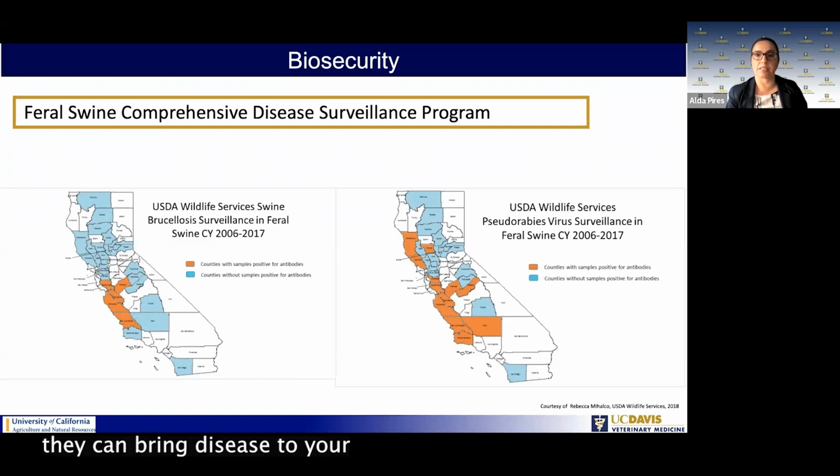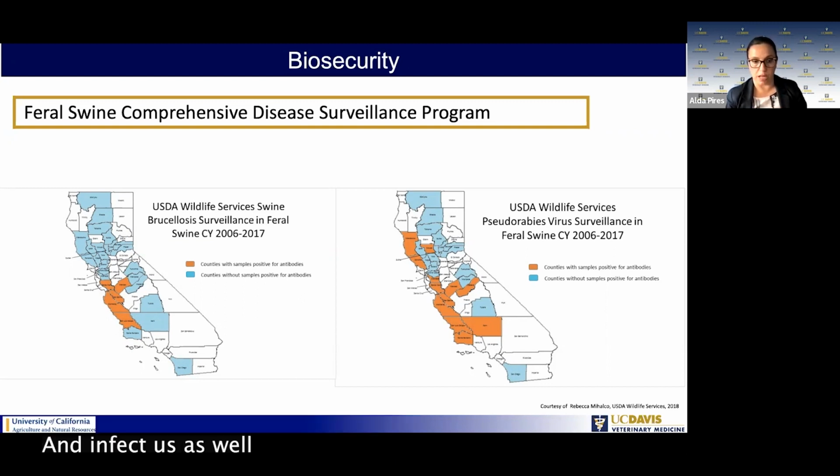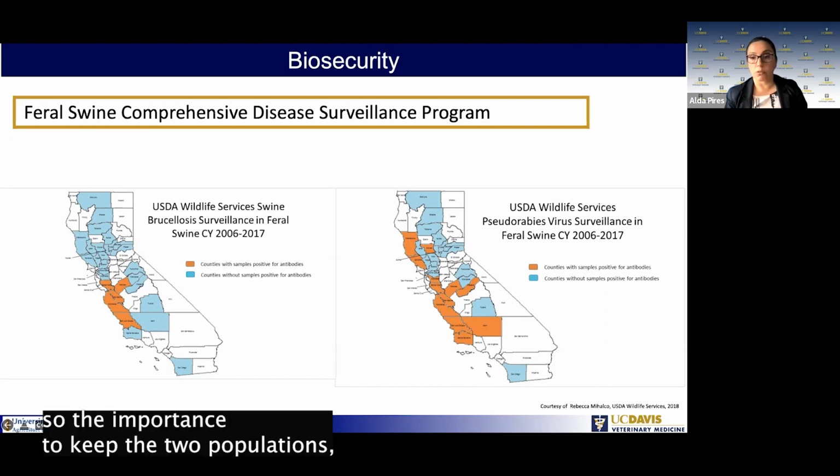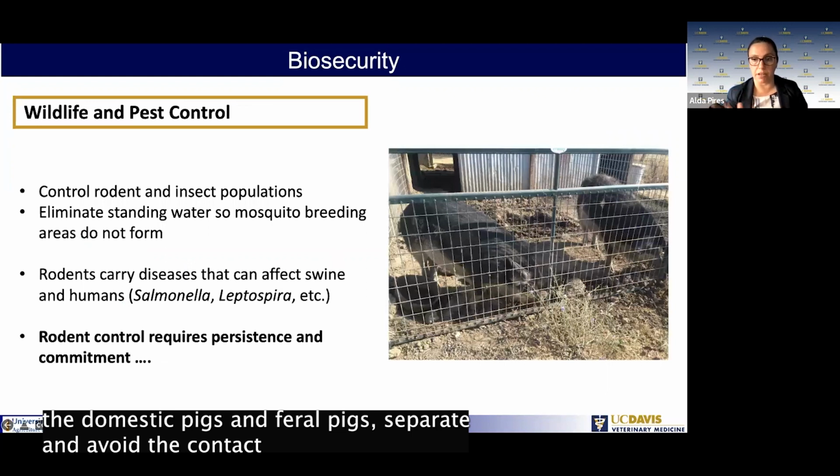They can bring disease to your swine, to your animals, and those diseases can either just infect animals or have bigger consequences and be what we call zoonotic disease, infecting us as well. So it is important to keep the two populations, the domestic pigs and feral pigs, separate and avoid contact.